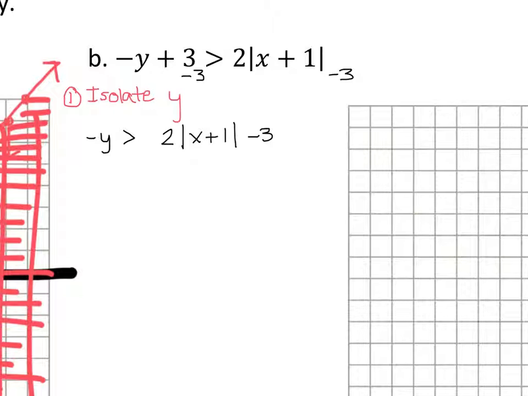Now what? Divide by negative 1, or we can multiply. Just for the sake of it taking up less room, I'm going to multiply by negative 1. Make sure when you multiply, you're multiplying everything on both sides. So we're actually going to have to distribute the negative 1 on the right side. It'll go to the 2 and to the negative 3.